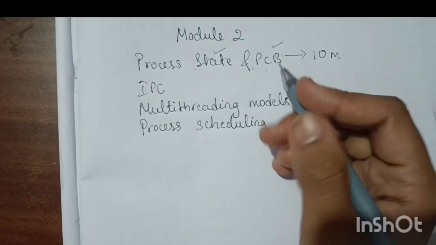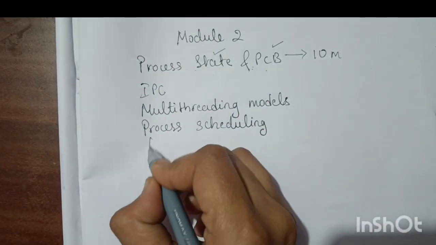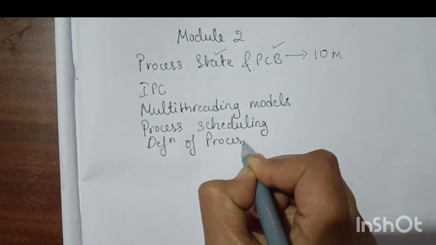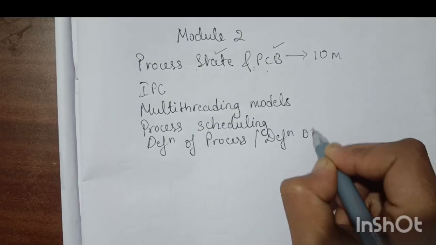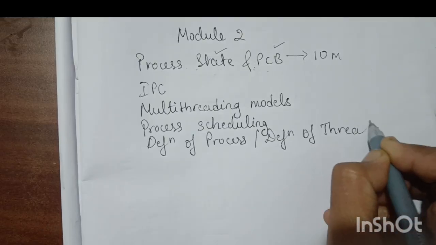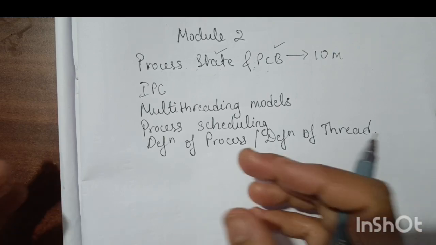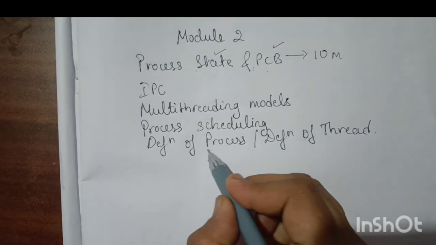Here in the process state, before this they have most of the time asked for the definition of process, or say the definition of thread also. So you should know the basics of process and thread. So let me define what a process is now. Your process is nothing but a program in execution. So this is your definition for your process.